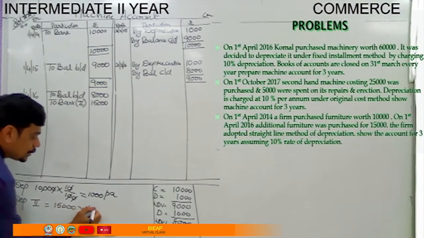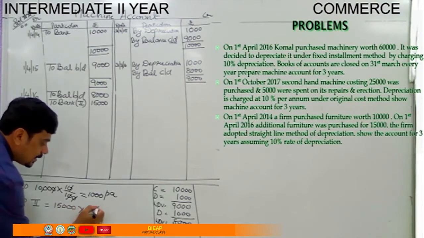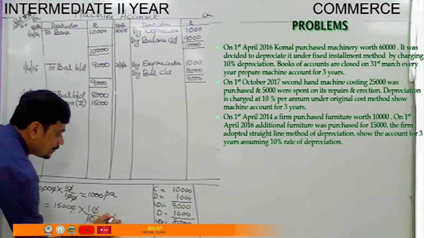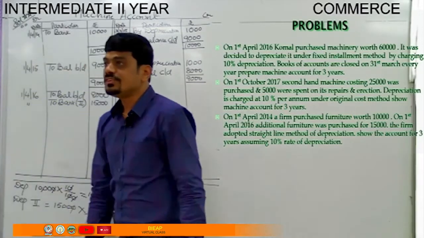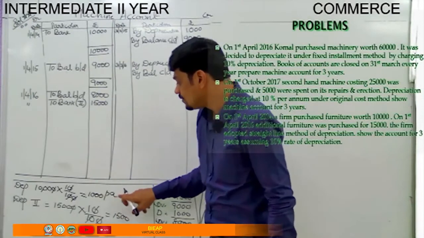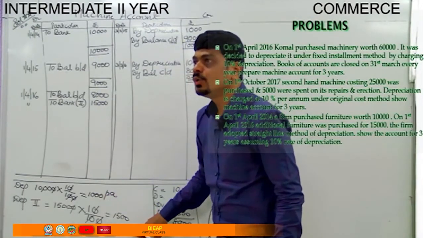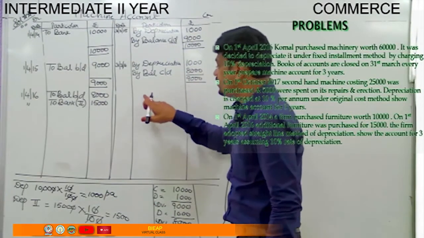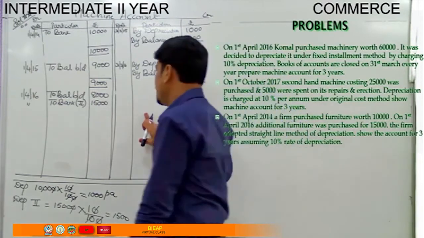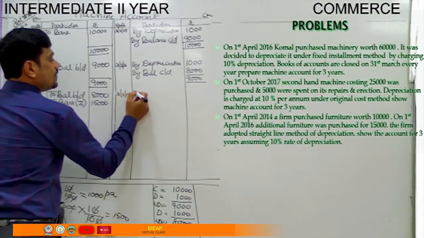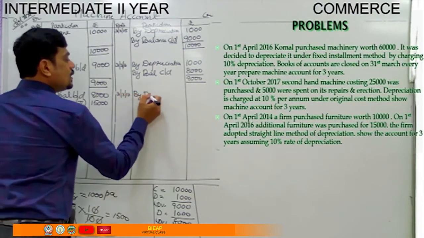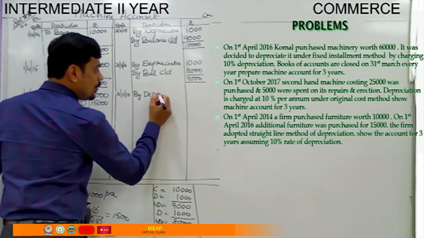15,000 into 10%. Cancel the zeros. 1,500. How many machines do we have now? We have 2 machines. On machine 1, 1,000; on machine 2, 1,500. So 2 depreciations will be calculated. Okay. So as of 31st March 2017, look on the blackboard how I'm writing the depreciation now.